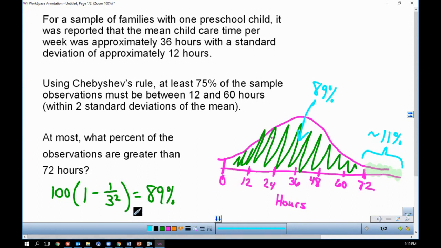I was saying like the whole thing that you colored like green, that's going to be 89%. That's going to be 89% according to Chebyshev. Yeah. Because we went 3 standard deviations each way.